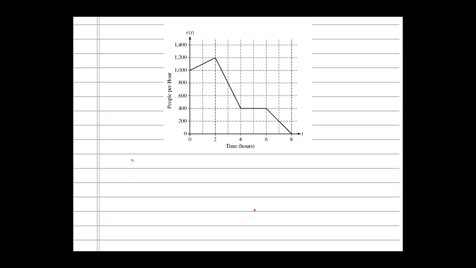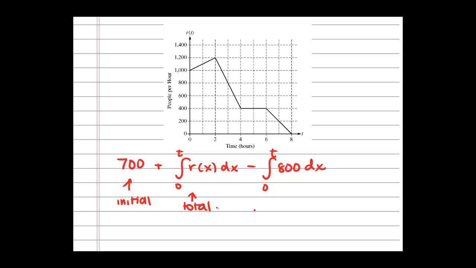And finally, in the last part, part D, we wanted to know when the population of people in line was equal to 0. So in other words, we wanted to know when the 700 people that were initially there, plus the change in the addition of population from 0 to t of your R function, the people who got in line, take away the people from 0 to t who got out of line. So in other words, we have our initial amount and our total number of people that arrived, which would be the integral from 0 to t. And we have to subtract from that the total number of people over that time interval that had left. And we are going to set that equal to 0.